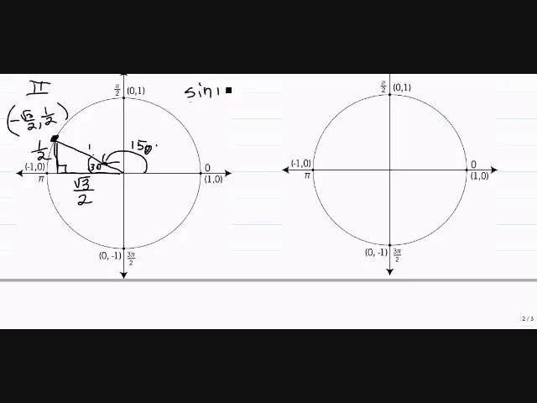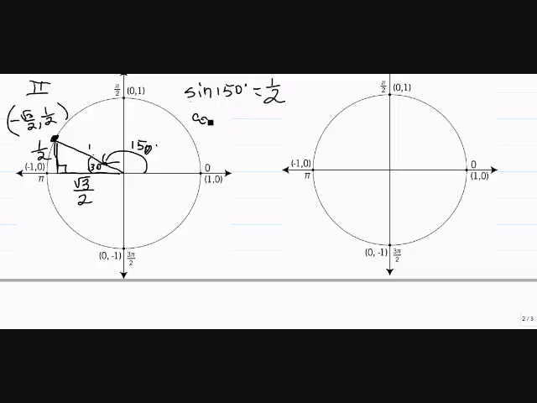The sine of 150 degrees is opposite over hypotenuse. It's the y-coordinate that I hit when I traced out the circle. It is 1/2.